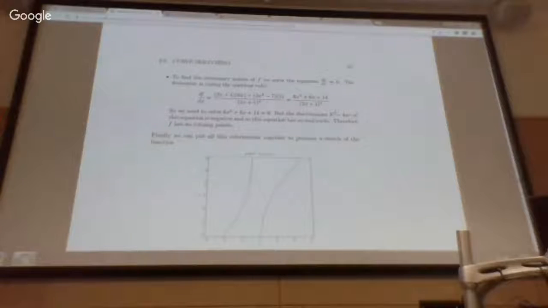So that means the function doesn't have any turning points. So it never goes through a local minimum, a local maximum, or a point of inflection. Okay.